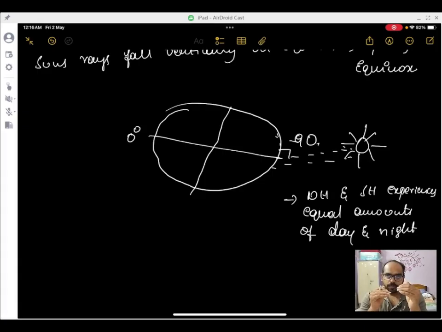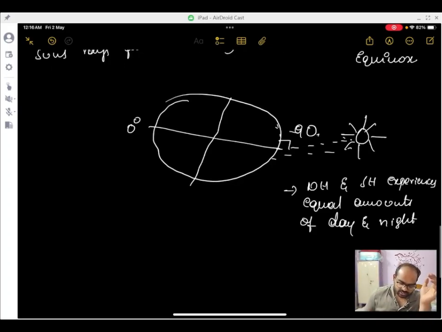For the same reason, as the Earth rotates, the sun slowly fades away, and another part of the Earth comes under the influence of the sun. So the previous part experiences an equal amount of night, because both the northern hemisphere and southern hemisphere receive an equal amount of the sun's rays during the equinox period.